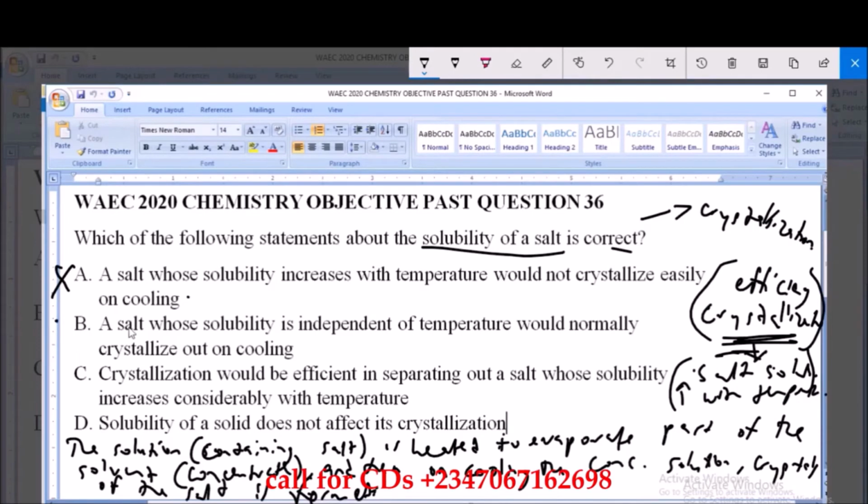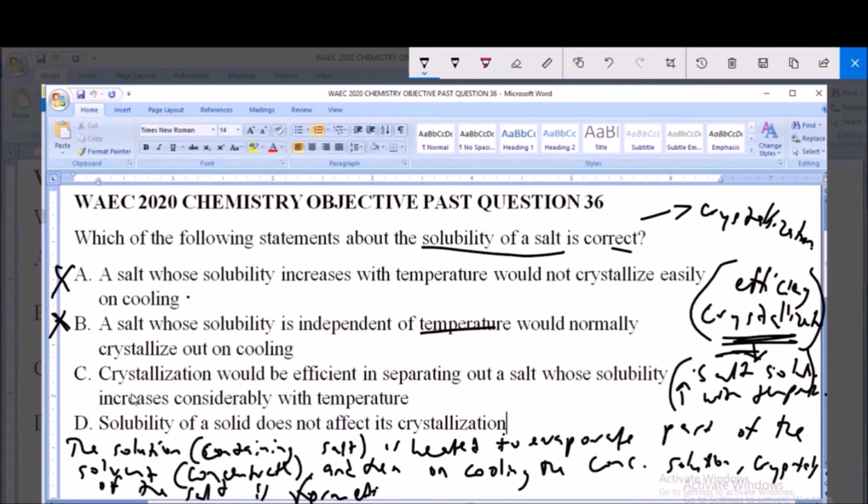Now, option B: a salt whose solubility is independent of temperature would normally crystallize out on cooling. Now, this statement is also incorrect, because if a salt's solubility is independent of temperature, then it cannot even be separated using crystallization. So this statement is incorrect.